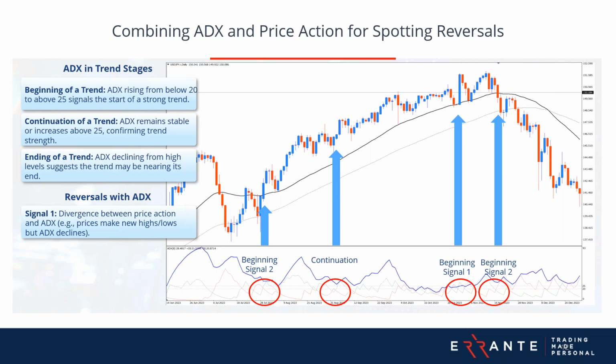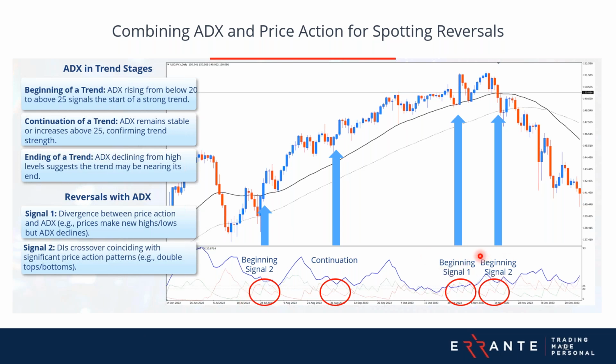Pay attention to plus DI and minus DI crossovers that usually occur alongside significant price action patterns such as head and shoulders, or double top or double bottom. That brings us to signal 2. This combination can provide a strong signal of the pending trend reversal. As you see on the chart, for example, we have those conditions occur in the chart.